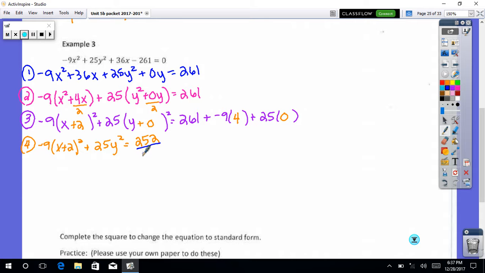Okay, when I divide by 252, I end up with negative x plus 2 squared over 28. Plus, remember to use your alpha y equals, it'll leave it as a fraction for you.